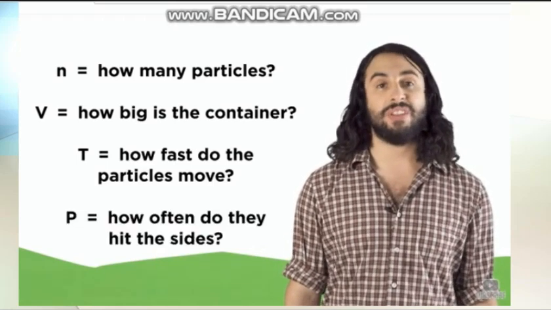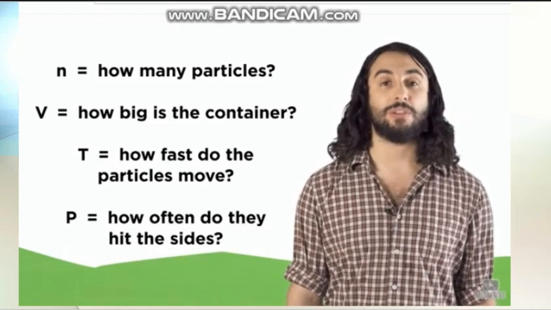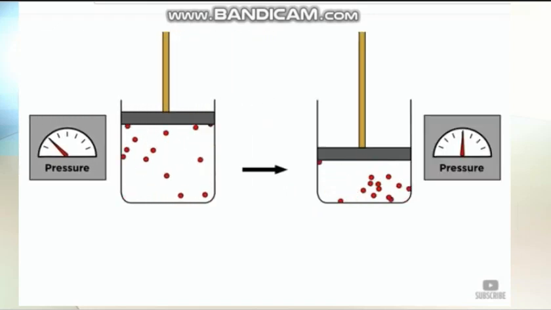As it turns out, these variables depend on one another in interesting ways that have been formulated into laws. Let's look at a piston. While keeping the moles and temperature the same, in other words, the same number of particles moving at the same speed, if we compress the volume, the pressure must go up. The particles will be hitting the sides more often because there is less distance to travel to hit a side.